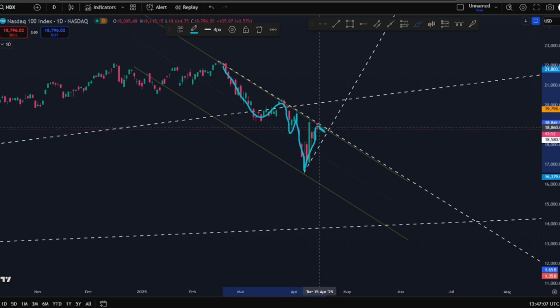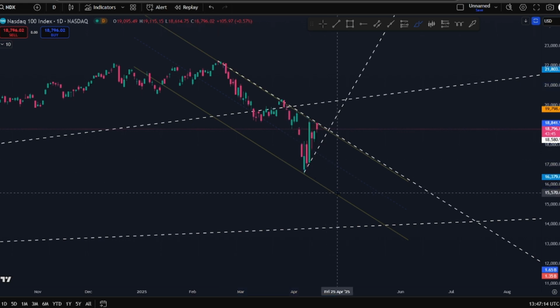So what would we expect now? We'd expect some resistance here, potentially coming back down to the middle of the channel, maybe even all the way back down to the bottom of this channel. Because that's generally how channels work, right? You're either going to come to the midpoint of the channel and bounce, or you're going to go all the way to the bottom.